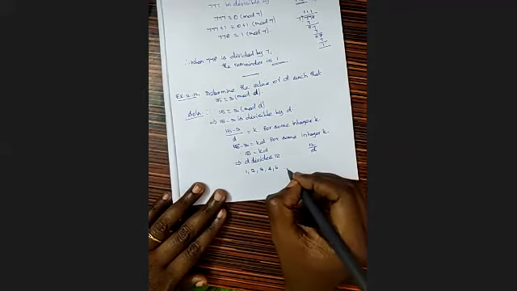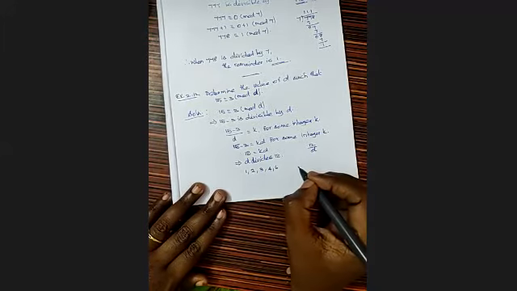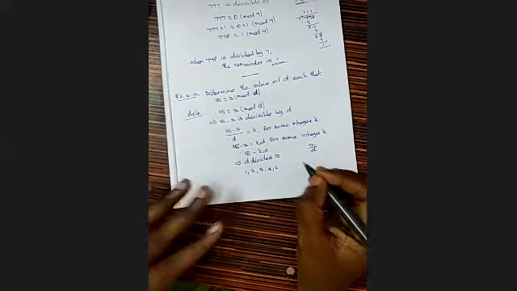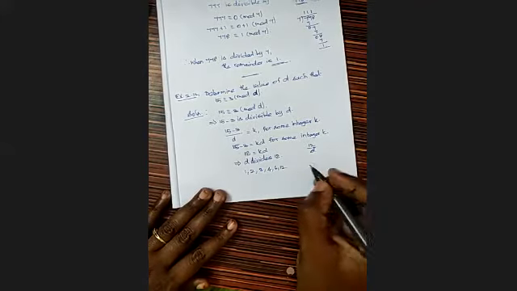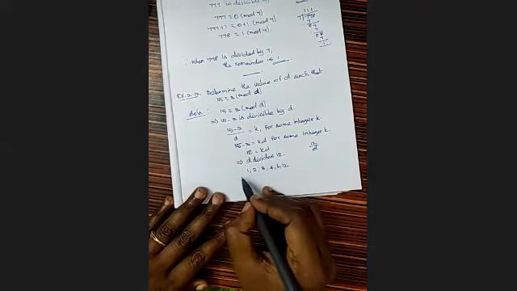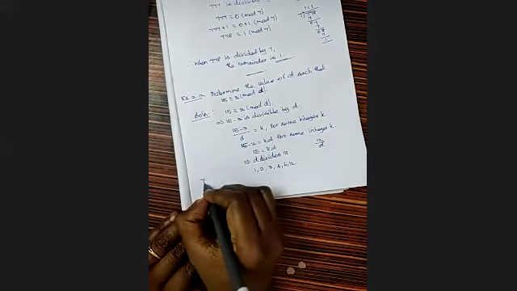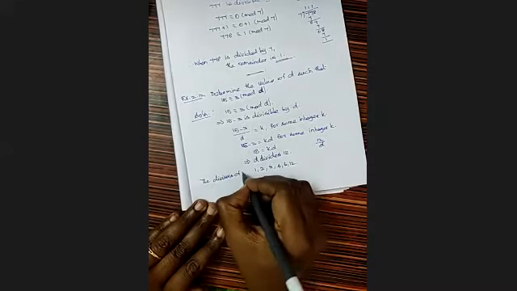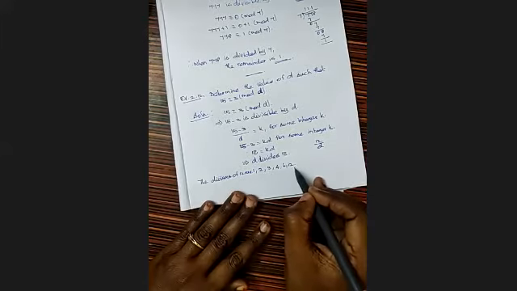Shall we divide 12 by 7? No. By 8? No. By 9? No. By 10? No. By 11? No. Then we can divide by 12 also. So the divisors of 12 are 1, 2, 3, 4, 6 and 12.